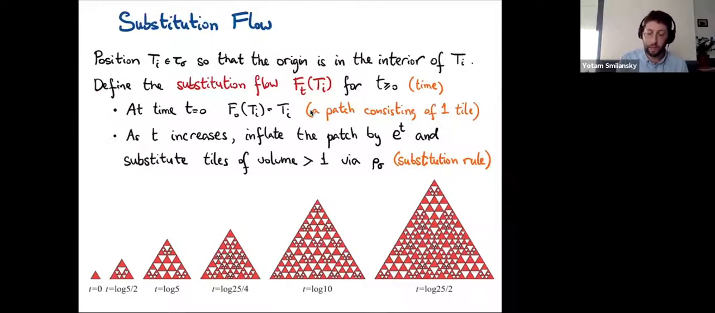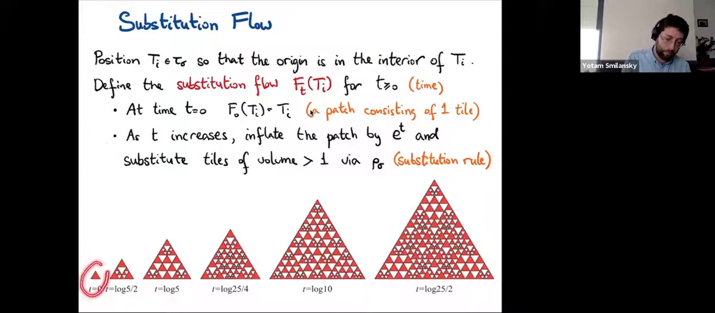At time zero, you just look at the specific tile that you started with. As time increases, you inflate, and whenever a tile surpasses the unit volume, you apply the substitution rule on it and substitute it into a patch of smaller tiles. So at time zero, you are at unit volume, and you start to inflate, and immediately you have to substitute. Then you inflate and your tiles get bigger, and maybe some of them are very small, but maybe some of them are already close to unit volume. When they reach unit volume, you substitute again and you continue. So this is a continuous thing, and you always see tiles in a specific segment of scales.